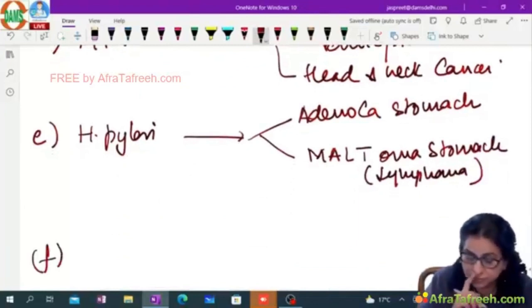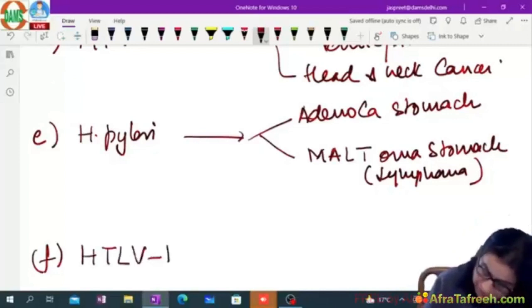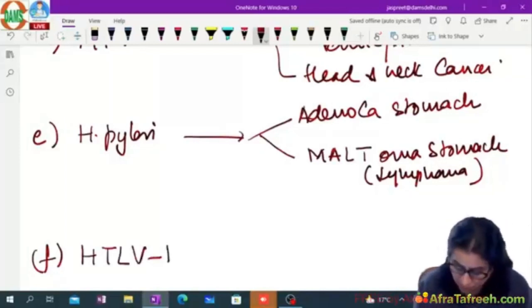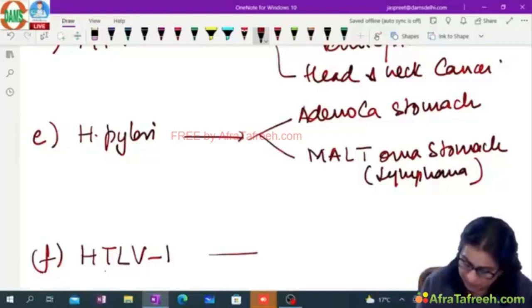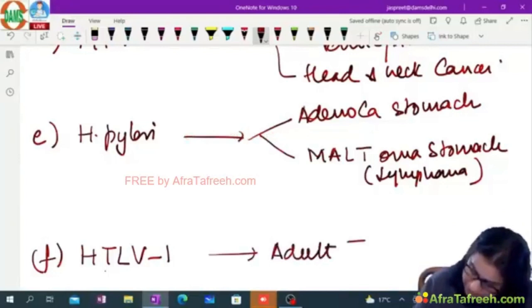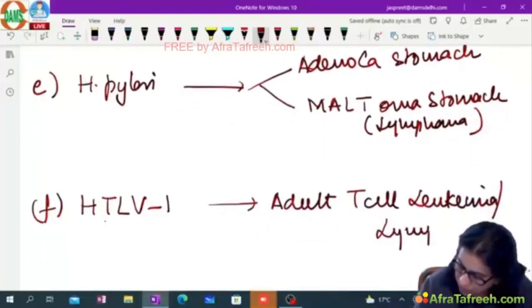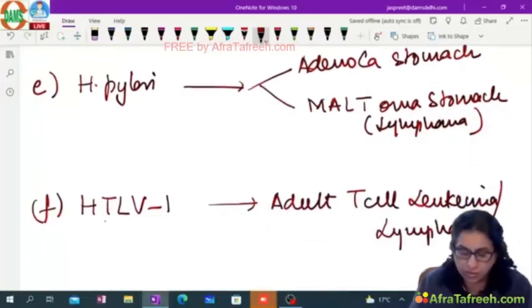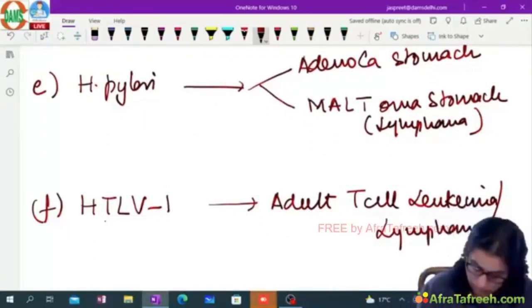Then another oncogenic microbe is a virus called HTLV1. What does HTLV1 stand for? Human T cell leukemia virus. This causes adult T cell leukemia, lymphoma. So it can cause leukemia, or it can have a lymphoma counterpart also.